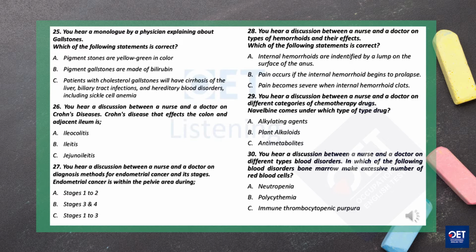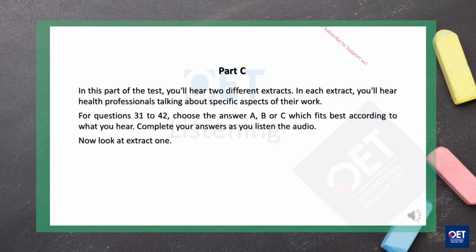That is the end of Part B. Now look at Part C. Part C. In this part of the test, you'll hear two different extracts. In each extract, you'll hear health professionals talking about specific aspects of their work. For questions 31 to 42, choose the answer A, B, or C, which fits best according to what you hear. Complete the answers as you listen to the audio.